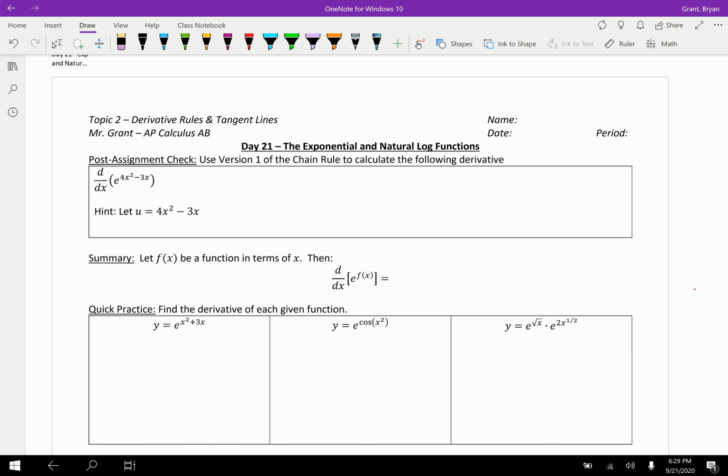Your opener for today is to use version 1 of the chain rule. And a reminder, version 1 says if you have a function dy dx where one function is inside the other, then you perform a u substitution and you take the derivative of that function with the u substitution with respect to u. But then you need to remember to multiply by the derivative of your u substitution with respect to x. So go ahead and try this, and then once you're done, you can hit play and check back in on this.